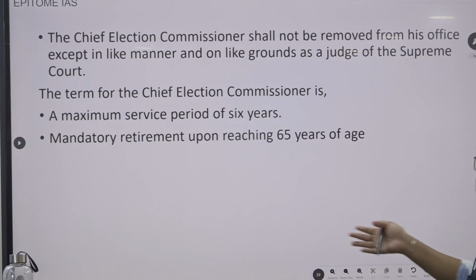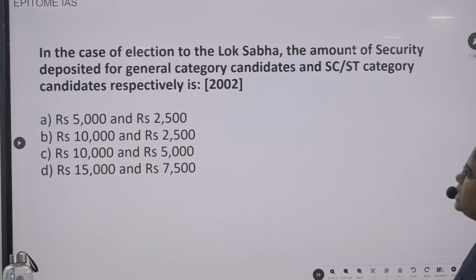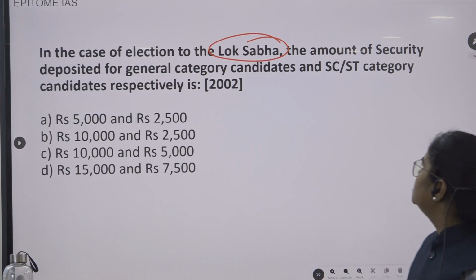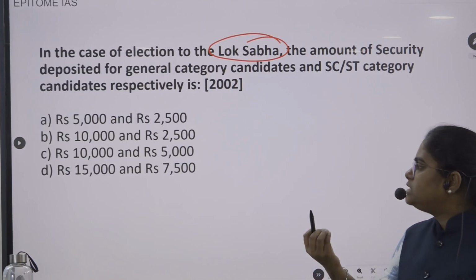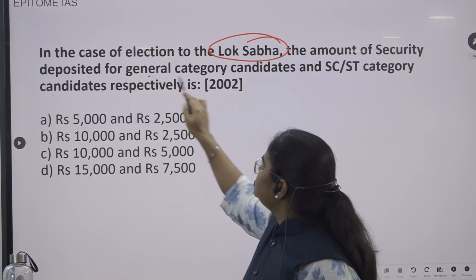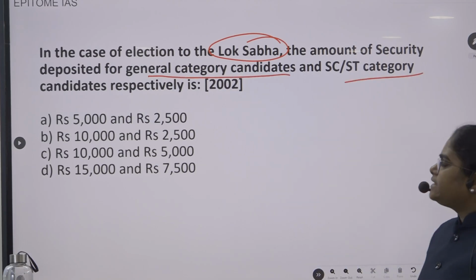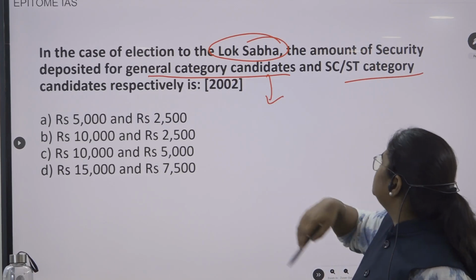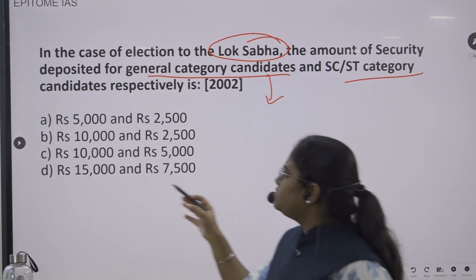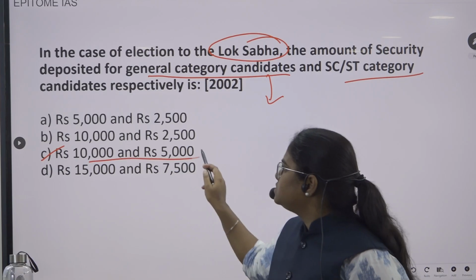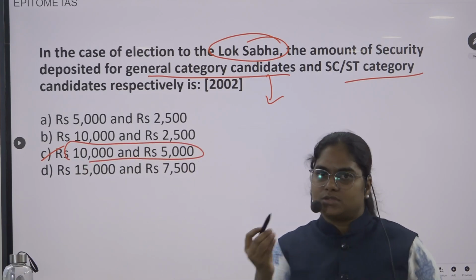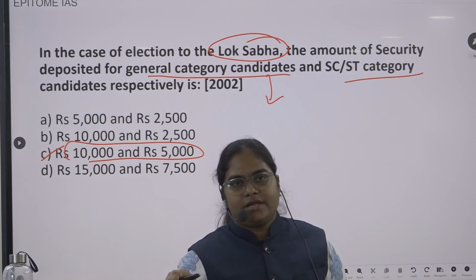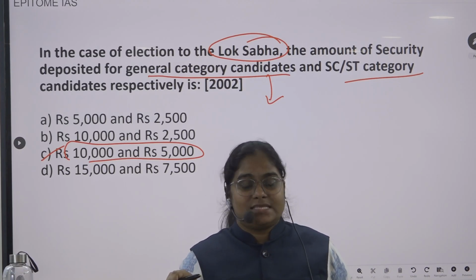So we have seen this. Next question. In the case of election of Lok Sabha, the amount of security deposited for general category candidates and the SC/ST category candidates respectively. This question was asked in 2002. The answer was C, 10,000 and 5,000 rupees. 10,000 rupees for the general category candidates and 5,000 rupees for the SC/ST candidates.